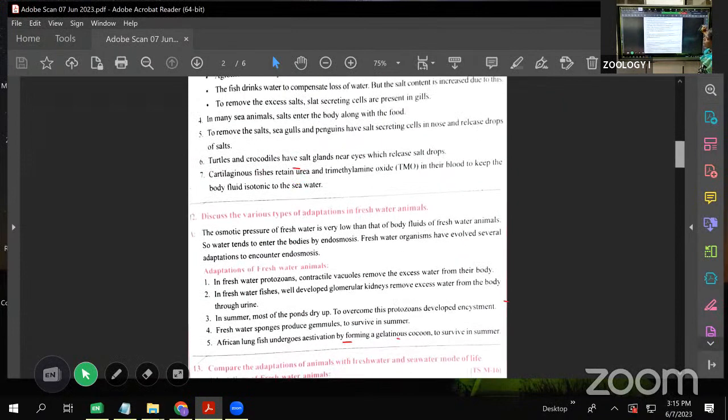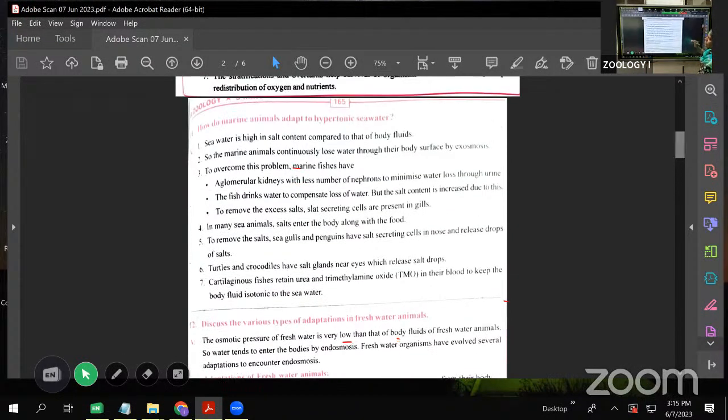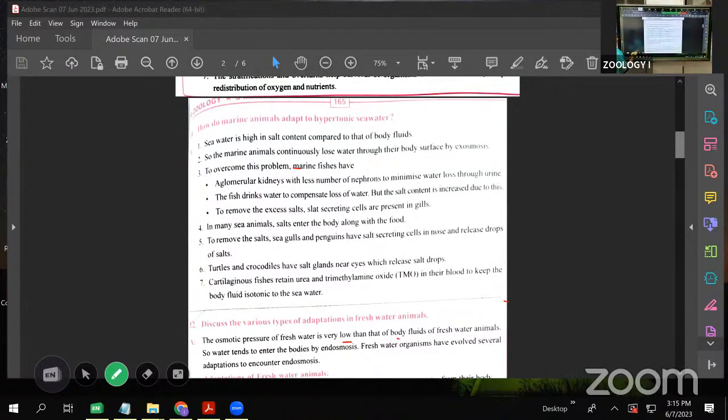See, this one is also important. How do marine animals adapt to hypertonic sea water? How are they adapted, and how do they survive inside the marine water? The adaptations they have are what we are going to discuss.